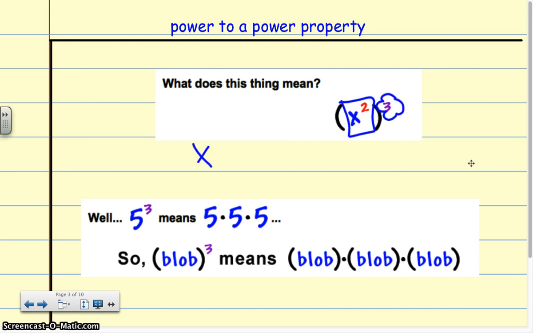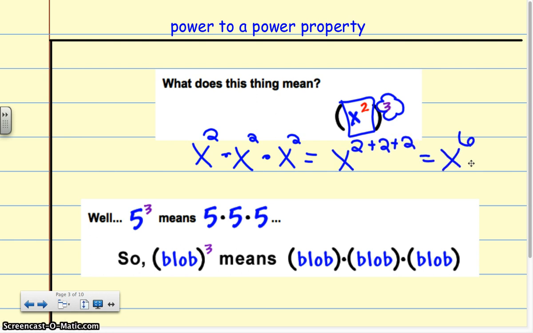So I'm going x squared times x squared times x squared, which tells me then, using the multiplication property we learned yesterday, that turns into x to the 2 plus 2 plus 2, which is x to the 6th. Now I want you to try to see a pattern between this number and these two initial numbers.